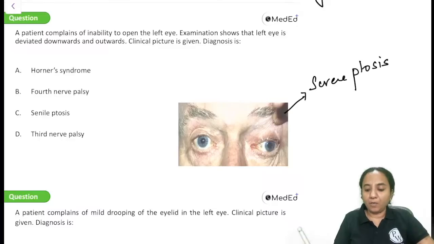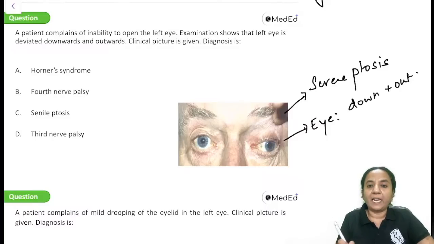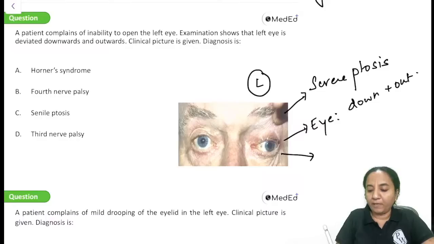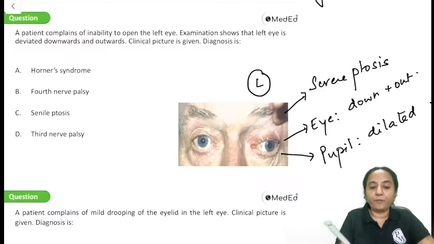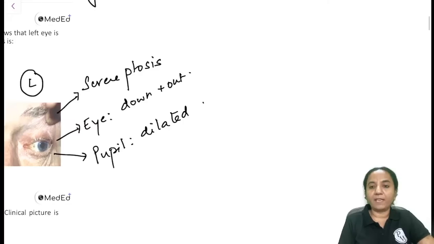Then what do you see? You see that the eye is deviated down and out, as is given in the question. And what else do we see in the picture? Look at the pupil in the left eye and compare it to the right eye. In the left eye, you see that the pupil is dilated. So these are the features of third cranial nerve palsy. Correct. So quickly एक बार third nerve palsy को revise करते हैं.